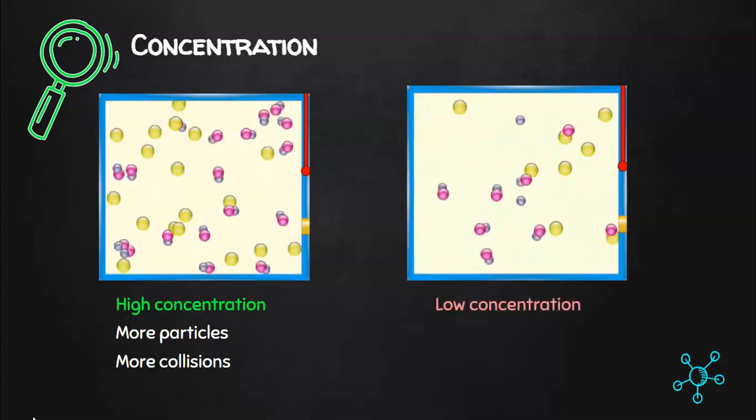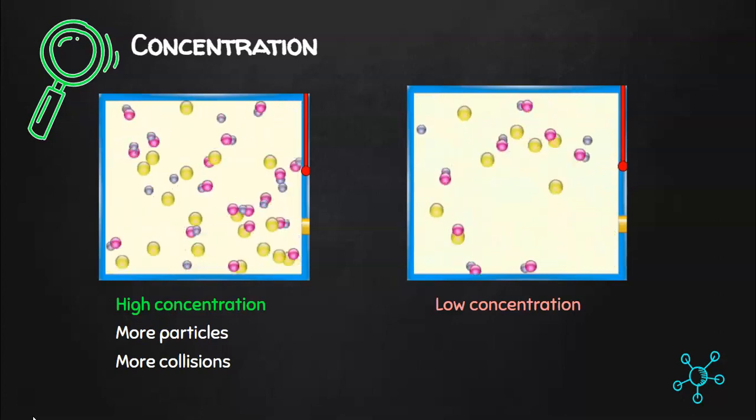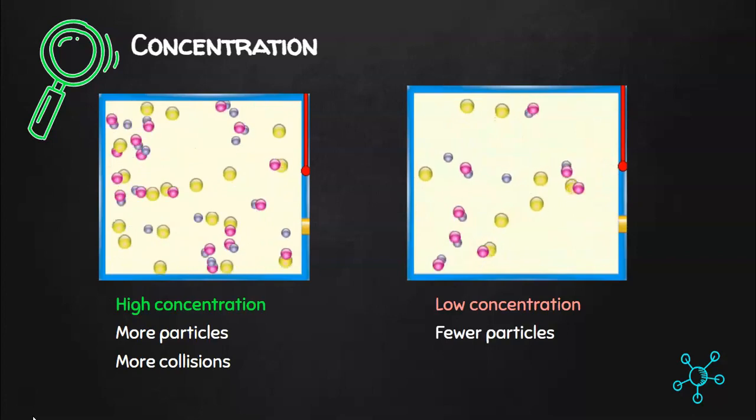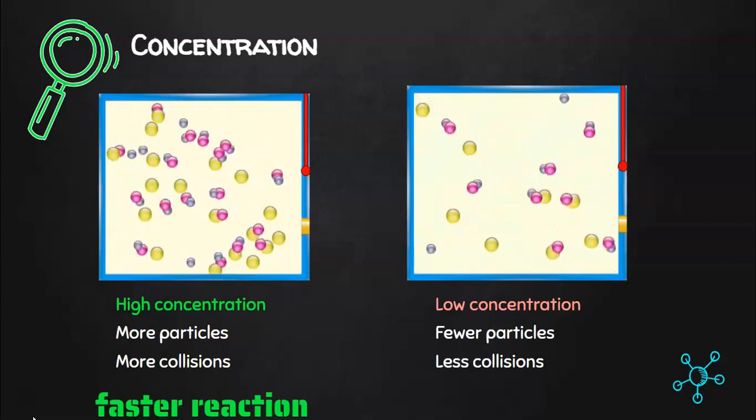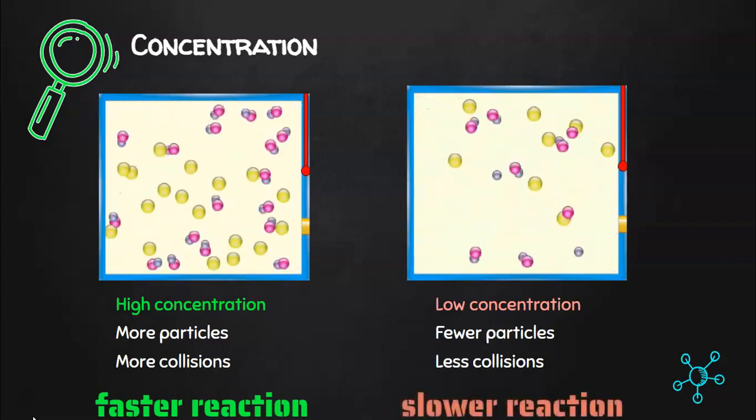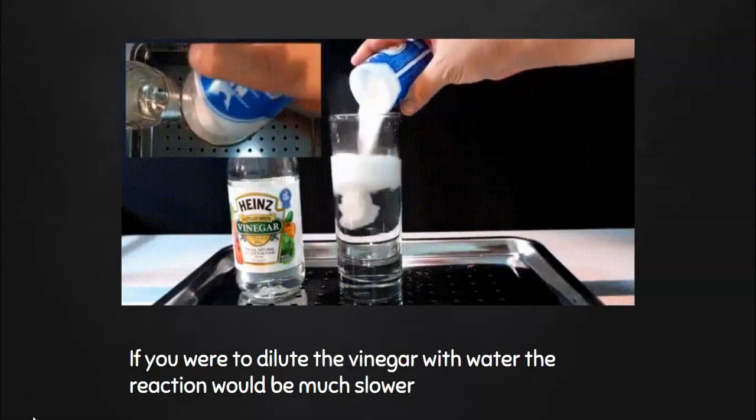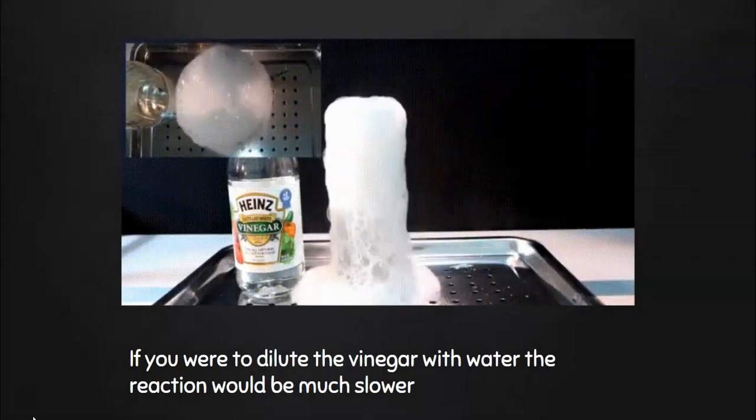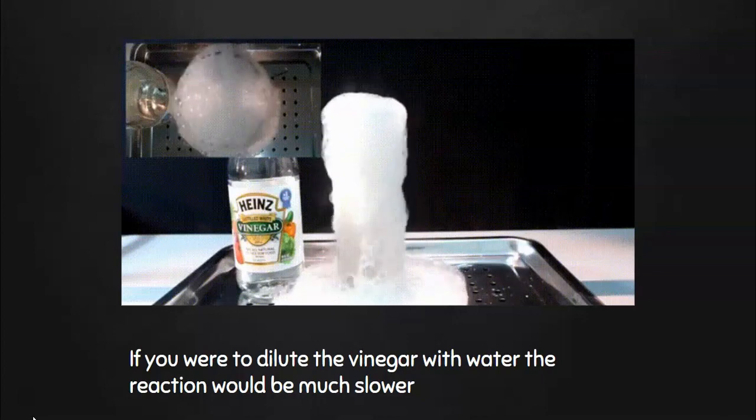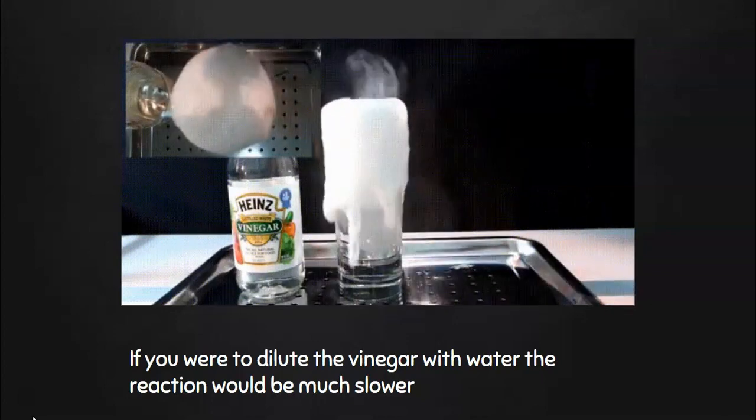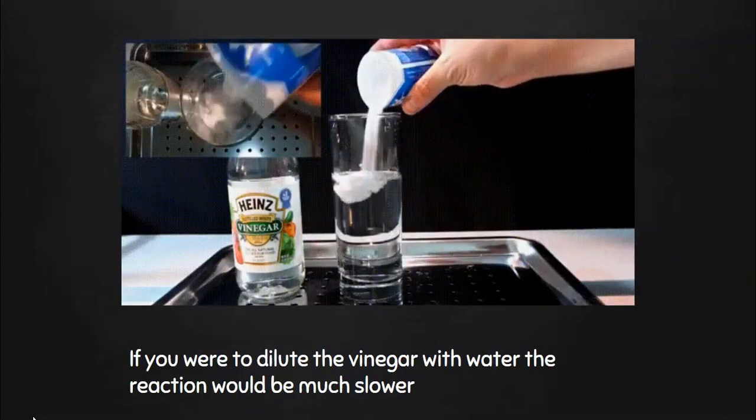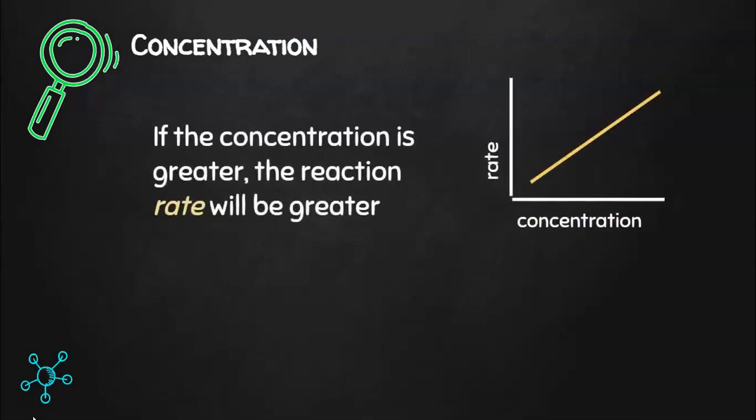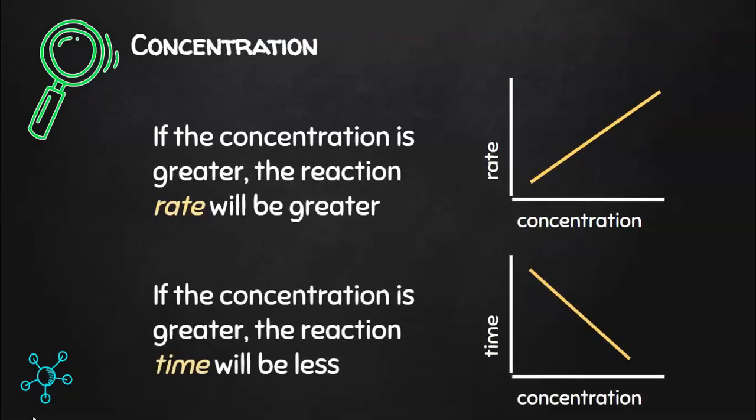On the right, we see a lower concentration. These reactant particles in the same amount of space are fewer particles, and so there are fewer collisions happening. So at a high concentration, we have faster reactions, and with a low concentration, we have slower reactions. If you were to dilute the vinegar that is reacting here, the vinegar would react much more slowly with the baking soda if it were diluted with water. Again, if concentration is greater, the reaction rate will be greater, but the time of the reaction would be less.